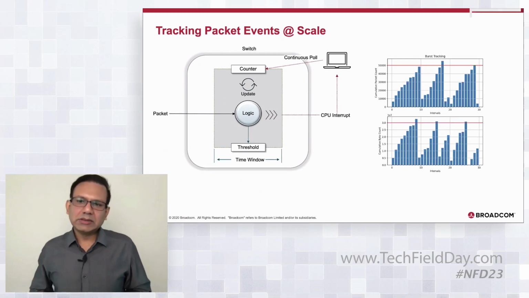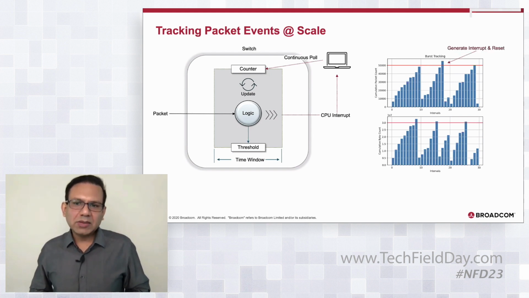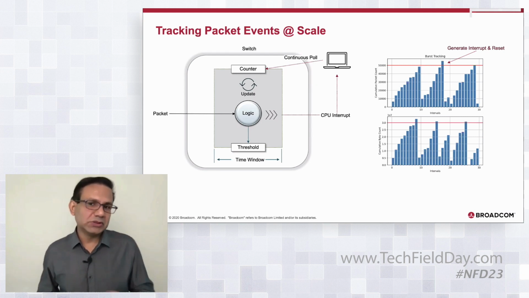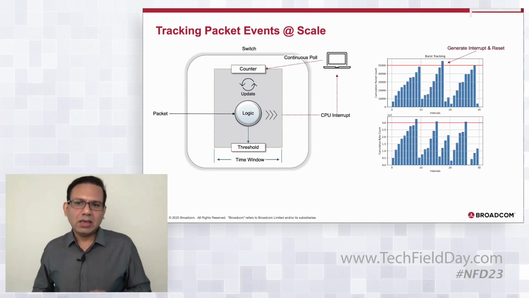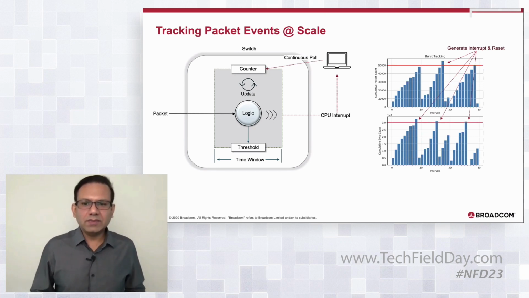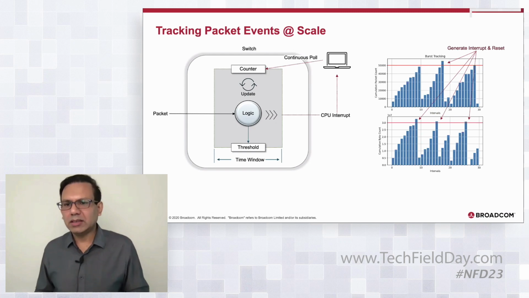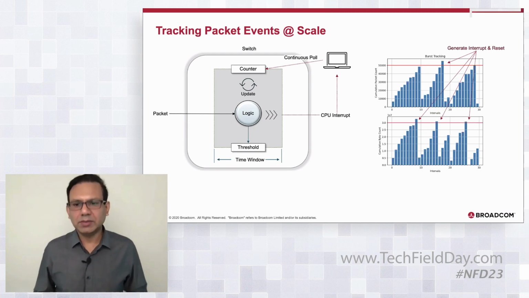Now, in the second case, you did cross the threshold. So what the logic now does is it generates an interrupt, resets the counter, so that you can start tracking it again within the same interval, because it might happen again. Same thing happens with the byte thresholds. And in this case, the threshold is set low enough that in every interval, you are getting an interrupt saying that this has been exceeded.